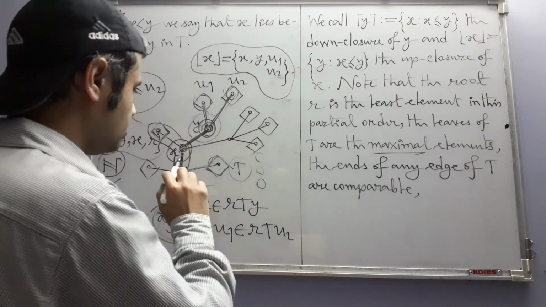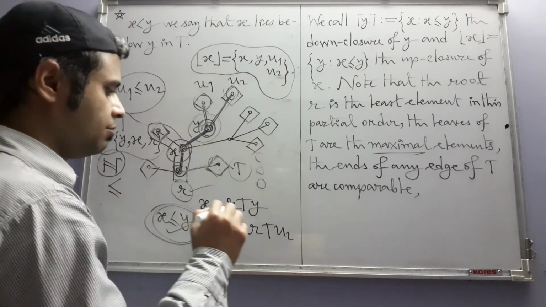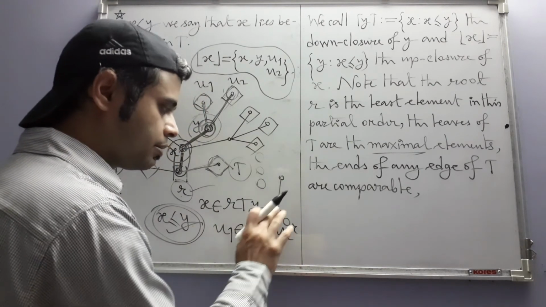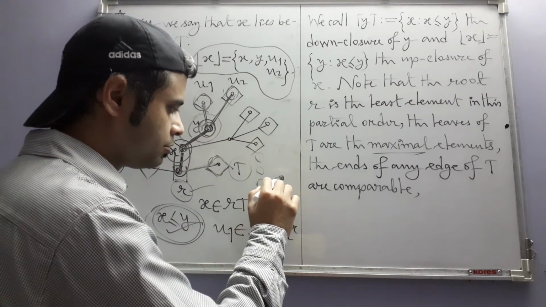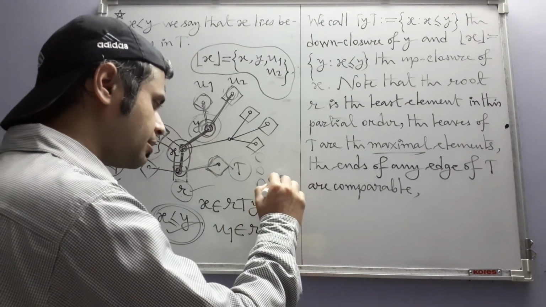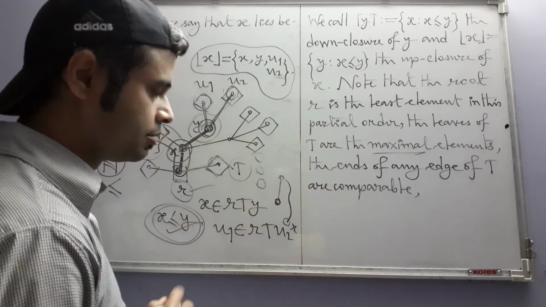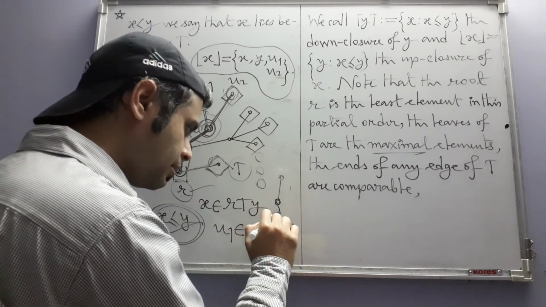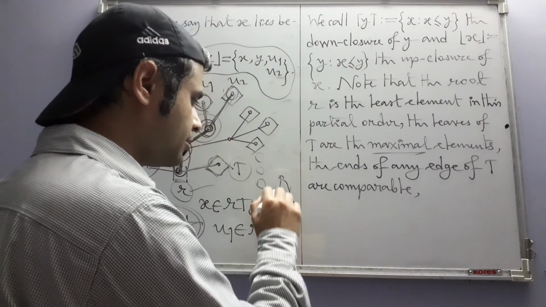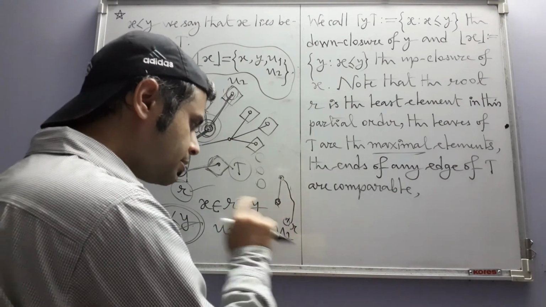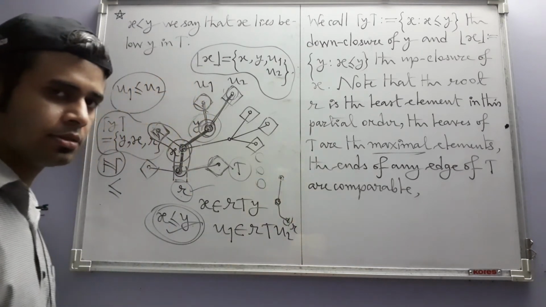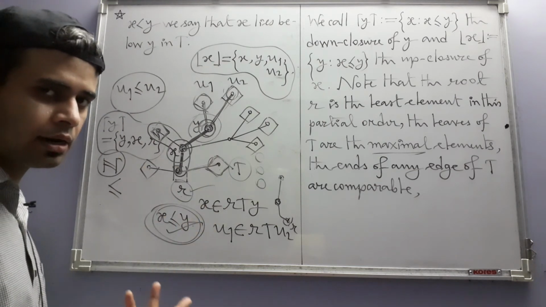So that means in a general rooted tree, if you take any edge like this and the root is there somewhere, there will be a unique path joining this vertex and the root r. Now it may be the case that that path goes like this, avoiding this vertex, or this vertex is a part of that path. Exactly one of these two things will happen. In any case, these two will be comparable. In this case, this will be greater than or equal to this, and in this case, this will be less than or equal to this. So that's why the ends of any edge are comparable.